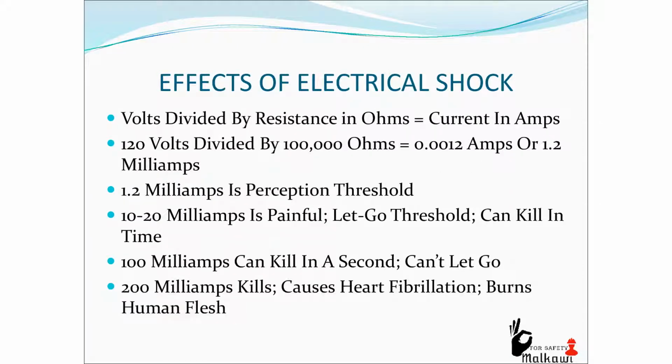Effects of electrical shock. Volts divided by resistance in ohms equals current in amps. 120 volts divided by 100,000 ohms equals 0.0012 amps, or 1.2 milliamps. 1.2 milliamps is the perception threshold. 10 to 20 milliamps is painful, the let-go threshold, and can kill in time. 100 milliamps can kill in a second, and you can't let go. 200 milliamps kills, causes heart fibrillation, and burns human flesh.